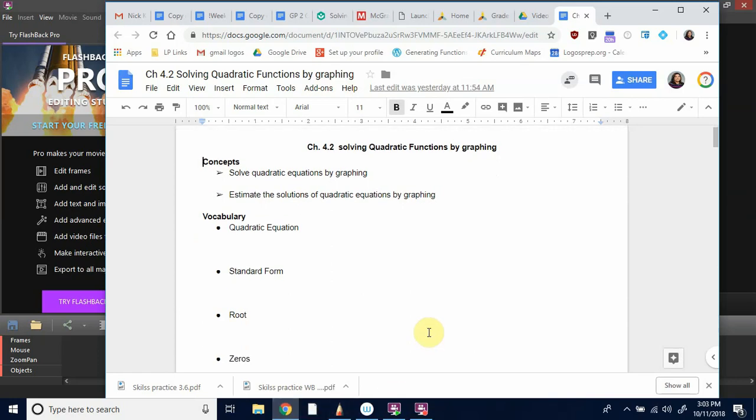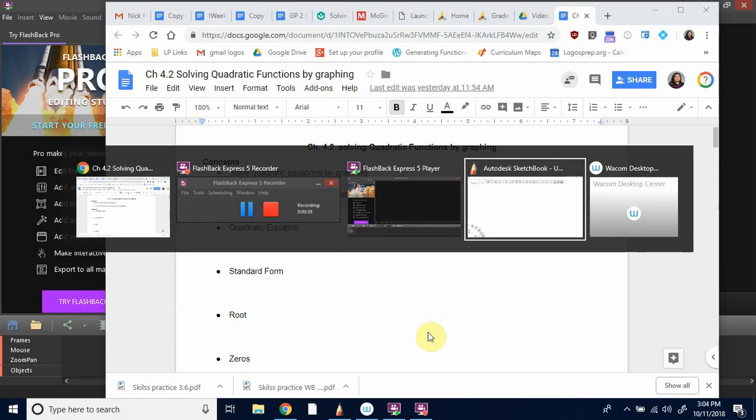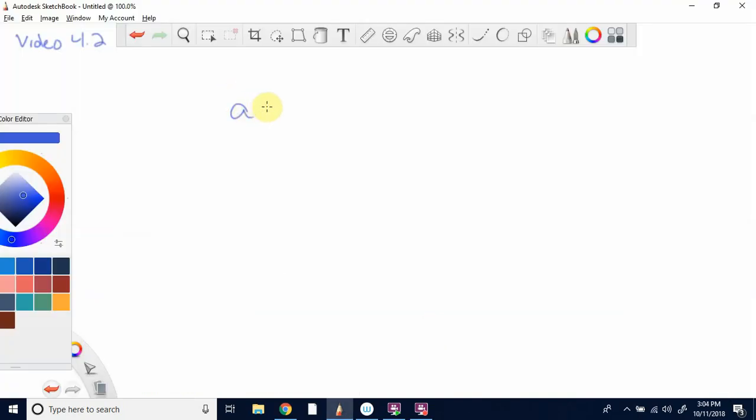So what is a quadratic equation? It's a quadratic equation that is set equal to some value, and usually we do 0. What is standard form? Standard form is very important to know. It is ax squared plus bx plus c equals 0, where a cannot equal 0, because if it does, then it's going to be a linear function. And a, b, and c are integers. Just like a linear equation, a, b, and c have to be integers. So it's really important that you know that.